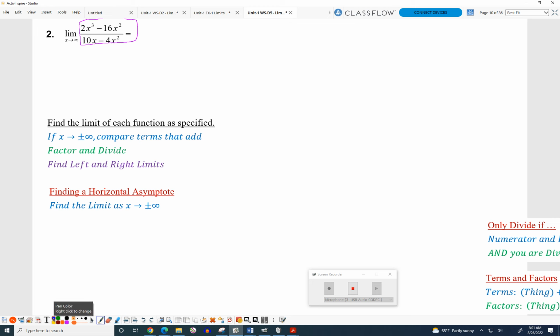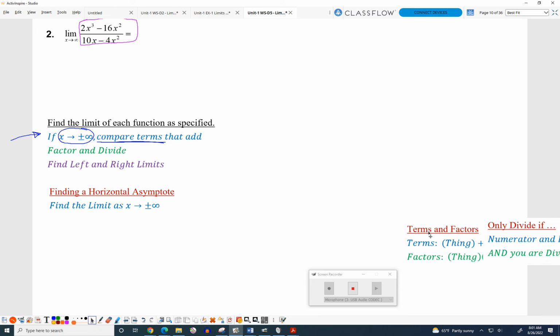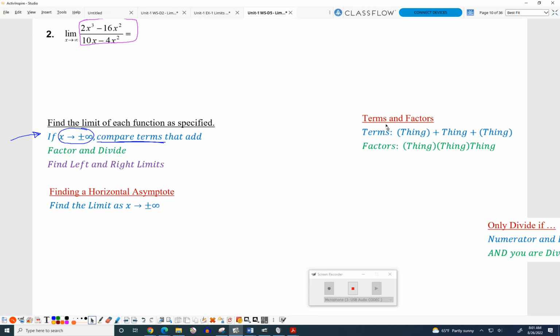I check to see if the limit has the input variable approaching infinity. And if yes, I'm going to compare terms. Terms are by definition things that add together, but just for emphasis, I say that we want to compare terms that add. So here's a little note about terms versus factors. There's a sign on the wall by Amanda Lindstrom as well. So, questions? I'm just going to pause for a second while you get that written down.